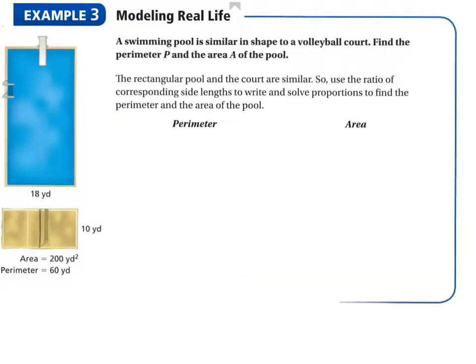Okay, so let's do area and the perimeter. Okay, so first thing we're going to do is set up the perimeter equation. Okay, so basically what it's saying is a swimming pool is similar in shape to a volleyball court. So we have our pool and we have our volleyball court. Okay, so we're going to find the perimeter and area of the pool. Okay, so they've given us the perimeter and area of the volleyball court, and we're going to use that.